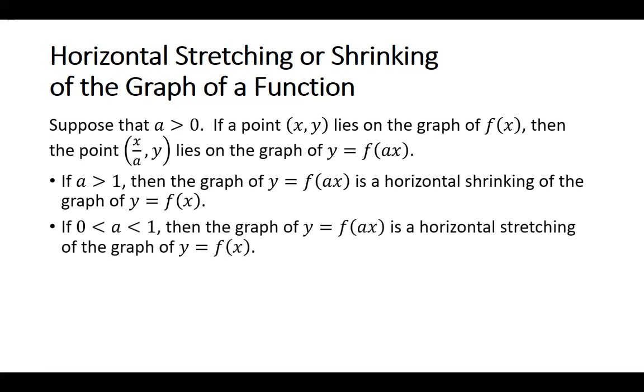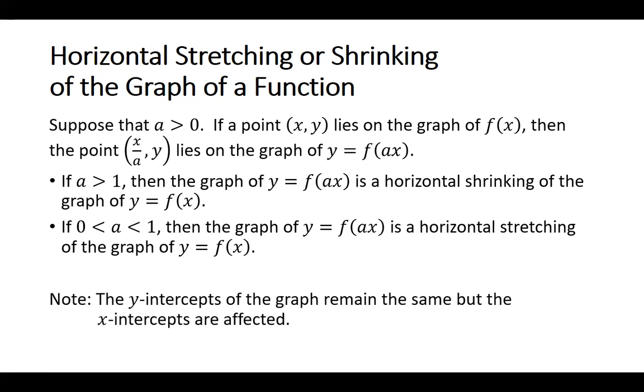And vice versa, if a is between 0 and 1, then the graph of y equals f(ax) is a horizontal stretching of the graph of y equals f(x), because now it's going to get to things later than it would otherwise. So that's what we're looking at. And then again, note that the y-intercepts of the graph will remain the same, but the x-intercepts are affected. So all we've changed is where it happens on the x-axis.